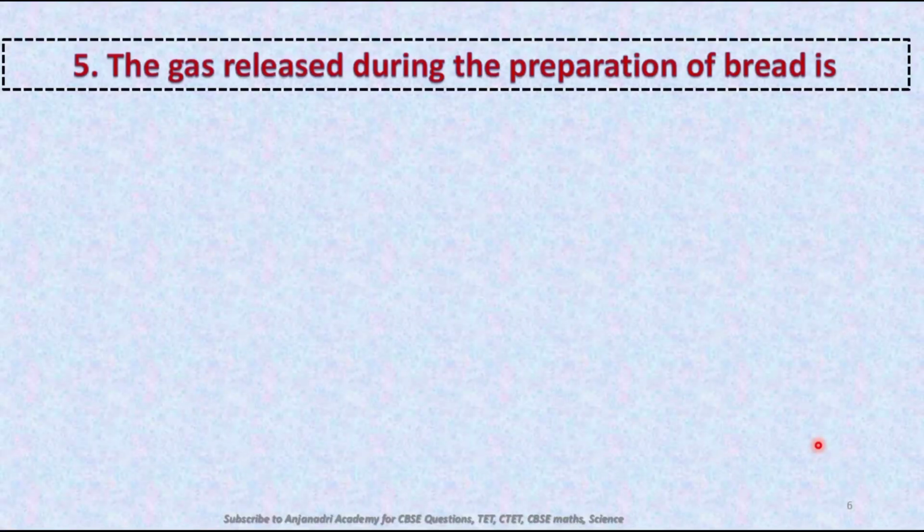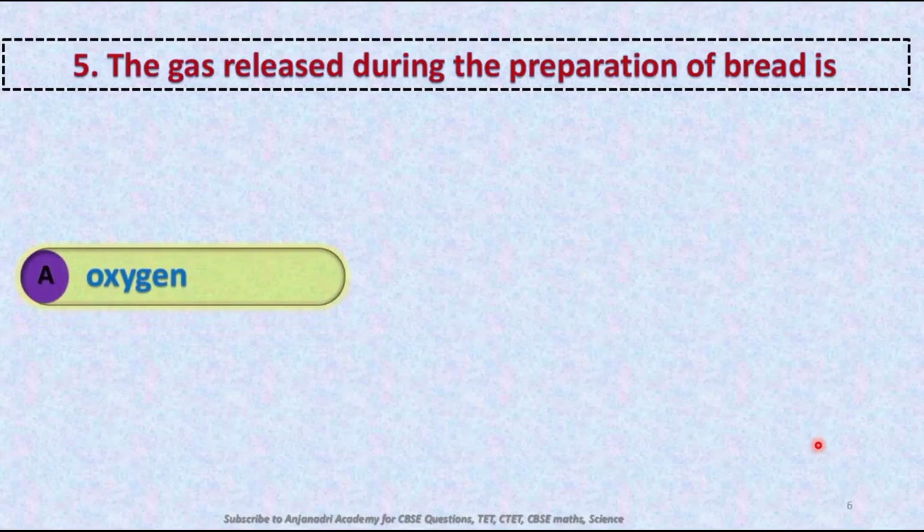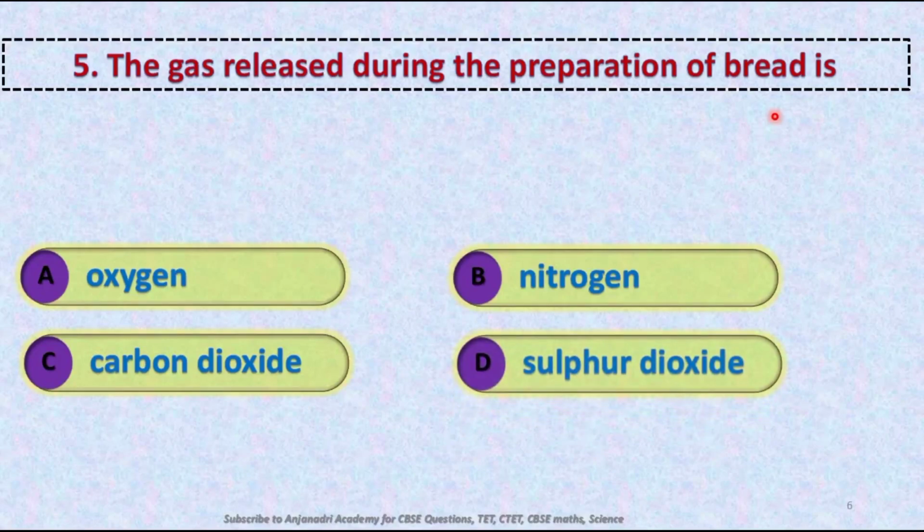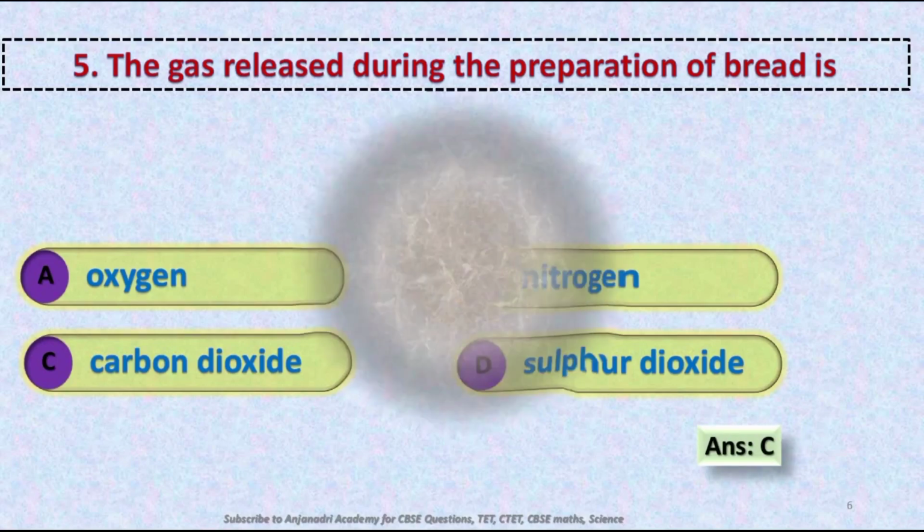The next question is, the gas released during the preparation of bread is oxygen, nitrogen, carbon dioxide, sulfur dioxide. As we know, yeast are involved here. During their cellular respiration they release carbon dioxide. Therefore, the correct answer is option C, carbon dioxide.